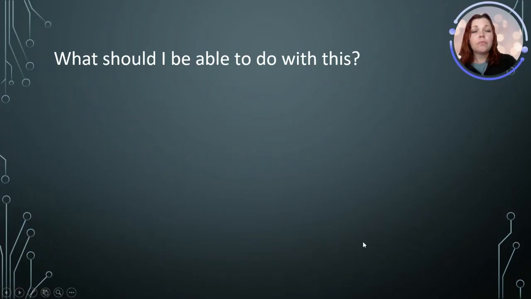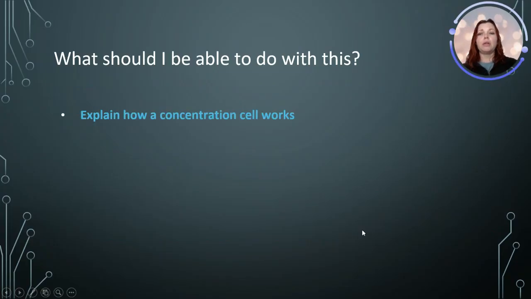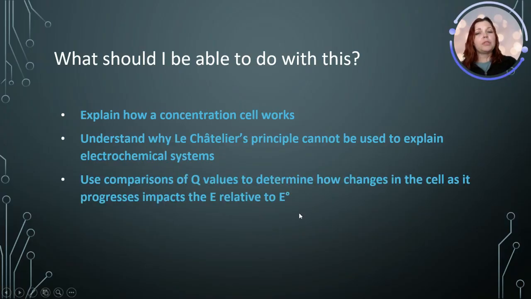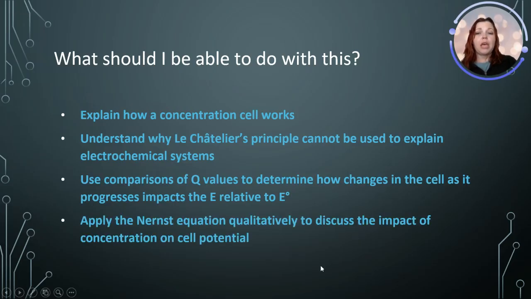All right, so what should you be able to do with this? Well, you should be able to explain how a concentration cell works and understand why Le Chatelier's principle cannot be used to explain electrochemical systems. You should also be able to make comparisons of Q values to determine how changes in the cell as it progresses impact the E relative to your E standard, and then apply the Nernst equation qualitatively to discuss the impact of concentration on cell potential.